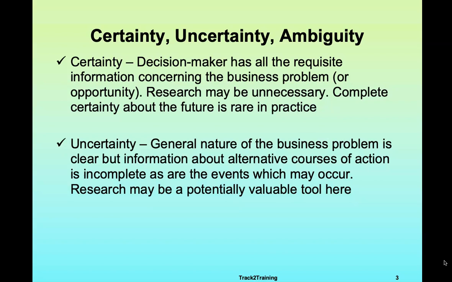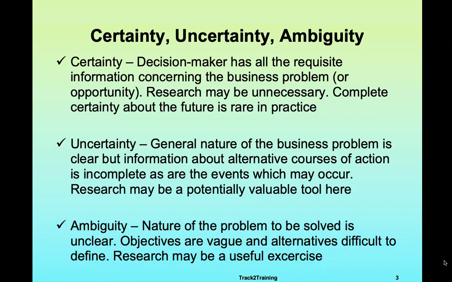Uncertainty is a general nature of the business problem where there is a lack of information, and there is uncertainty about what course of action can take place. Ambiguity is the nature of the problem to be solved because it is unclear what is the reason why this is happening. So objectives are vague and alternatives are difficult to define. So research may be a very useful exercise to find out what is the nature of ambiguity and how it can be resolved.